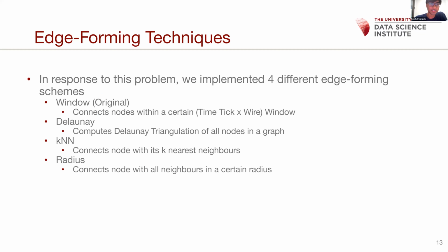So we have our original window scheme, which connects nodes within a certain time tick and wire window. We also tried a Delaunay edge forming scheme, which computed the Delaunay triangulation of all nodes in the graph, a KNN or K nearest neighbors approach, connecting nodes with its K nearest neighbors, as well as a radius approach that connected a node with all neighbors in a certain radius, which is equivalent to the window approach, except instead of a rectangle, we have a circle.